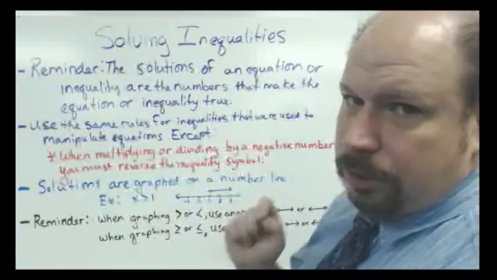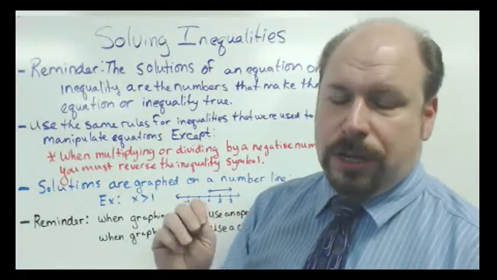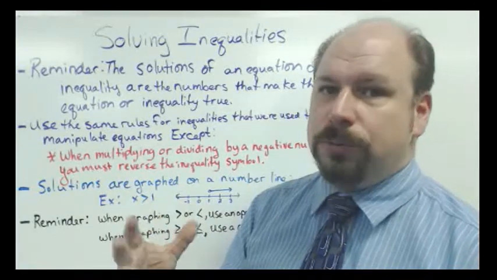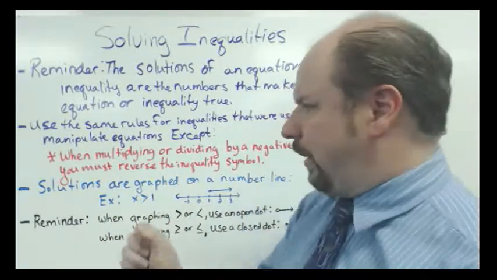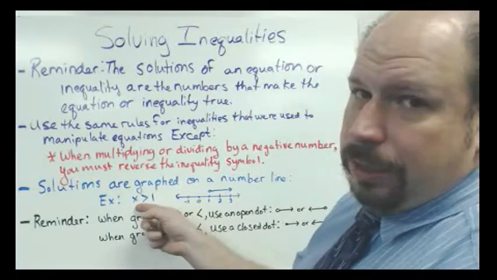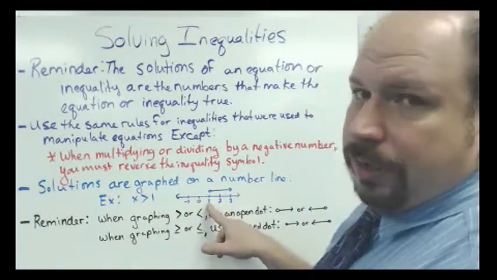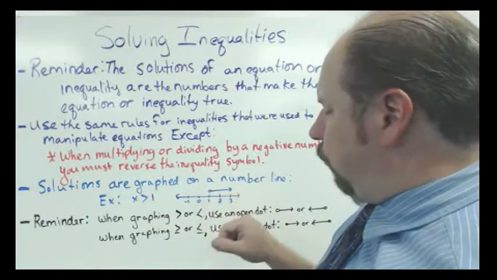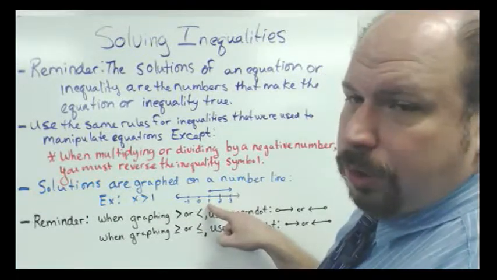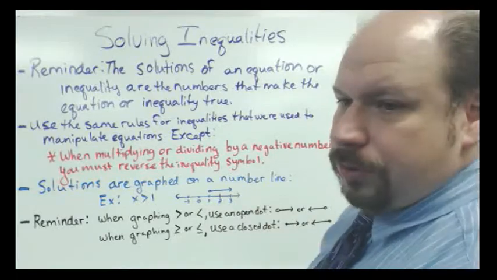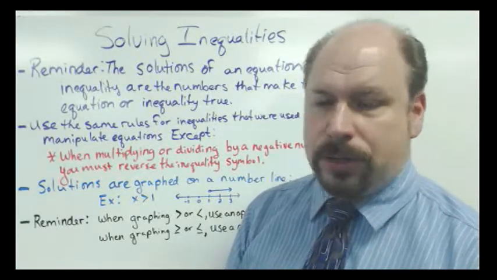Solutions are graphed on a number line. So instead of just having a point, we're going to have an entire region of answers. So for example, in the inequality x is greater than 1, we have a little dot over here over positive 1, and our answer, our solution, is going off to the right.